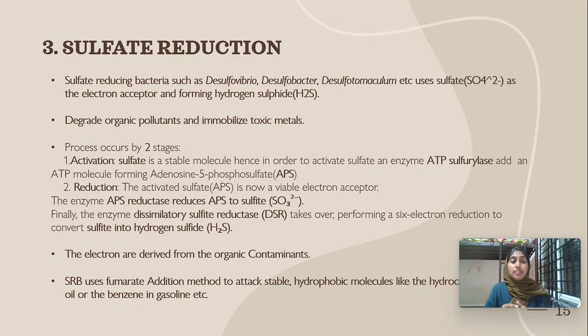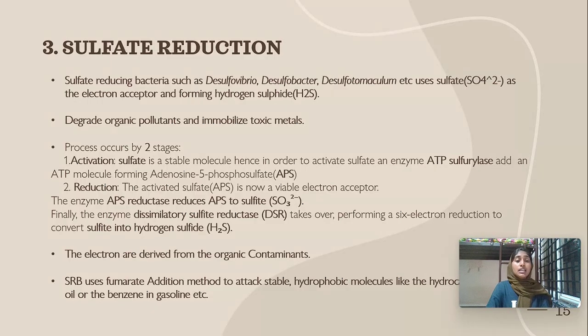Next one is sulfate reduction. The sulfate reducing bacteria or SRB, such as Desulfovibrio, Desulfobacter, etc., will use sulfate as a final acceptor of electrons from the ETC. In sulfate reduction, there are majorly two stages. The first stage is activation, in which sulfate, which is an already stable molecule, is converted into adenosine 5'-phosphosulfate by the enzyme ATP sulfurylase.